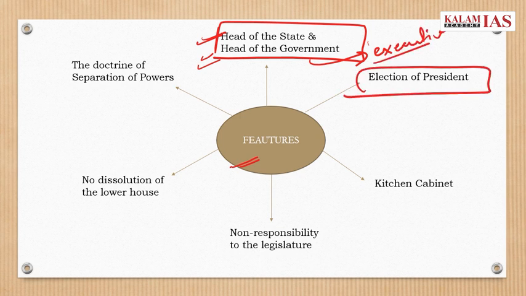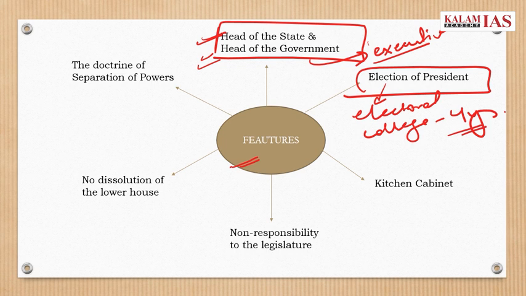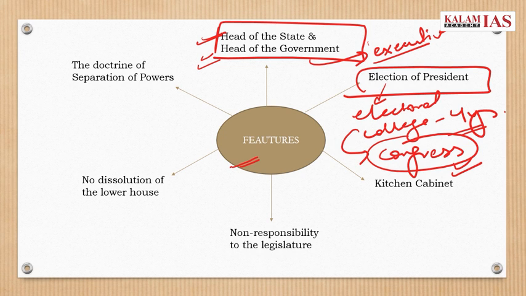Election. Now, the president is elected by an electoral college for a definite term of 4 years. And he cannot be removed by the Congress. Congress is the parliament of the USA. He cannot be removed by the Congress under normal circumstances. But when any grave unconstitutional act is committed by the president, then the Congress can pass the motion of impeachment and remove the president.